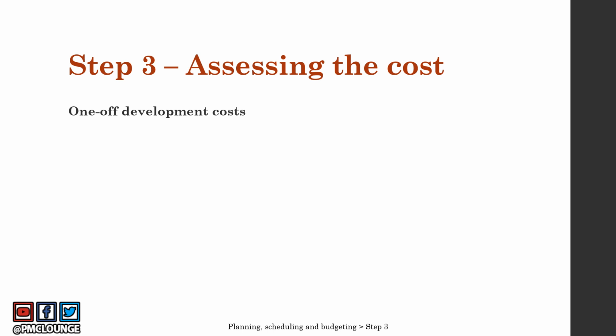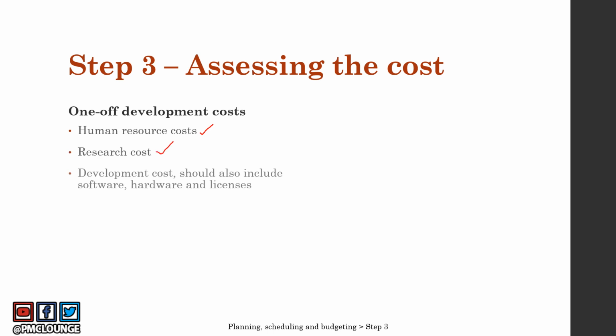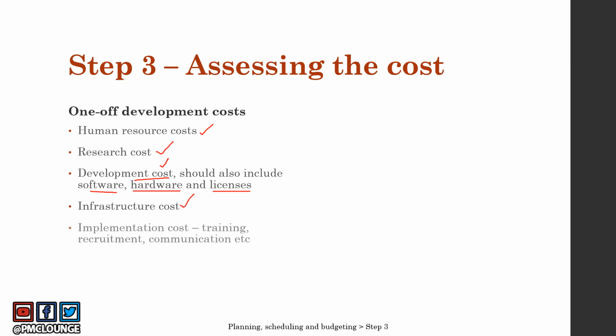These are the costs that you need to pay one time only. So human resource cost, one time only. And when I say one time, I mean one time throughout the course of your project, right? Research cost, you have to do certain research for your project. Development cost of the entire project. That's why I say it one off, right? Should also include any software, any hardware, any licenses that you need to procure. Infrastructure cost, implementation cost, that includes training, recruitment, any kind of communication, any other activities required for implementation.